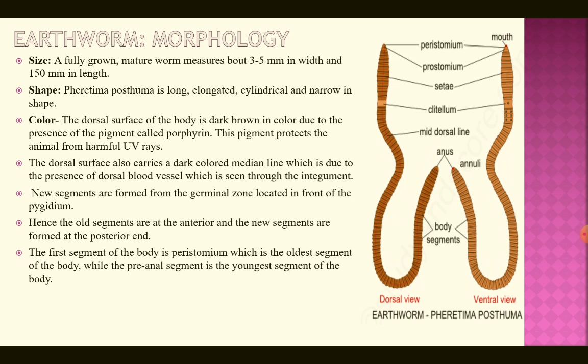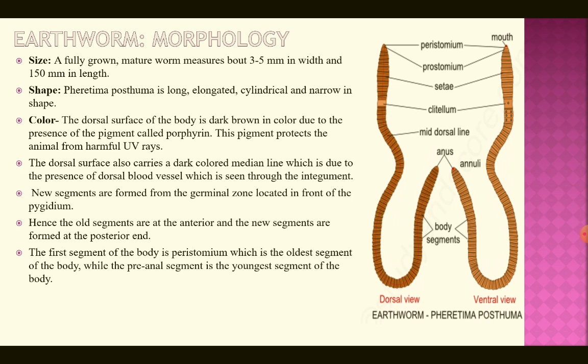If you look at its shape, they are long, elongated, cylindrical and narrow. The color of earthworms appears dark brown due to the presence of a pigment called porphyrin. It is this pigment that protects the animal from harmful UV rays. And you can also see on the dorsal surface a dark colored median line running from the anterior end to the posterior end. That is due to the presence of the dorsal blood vessel, which is seen through the integument.